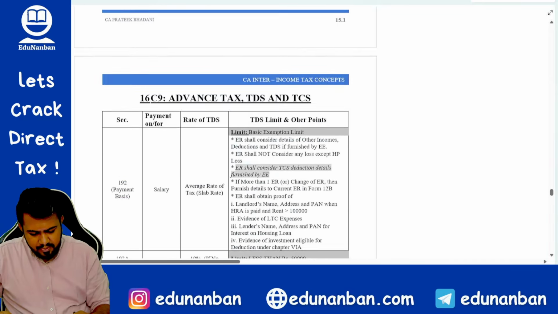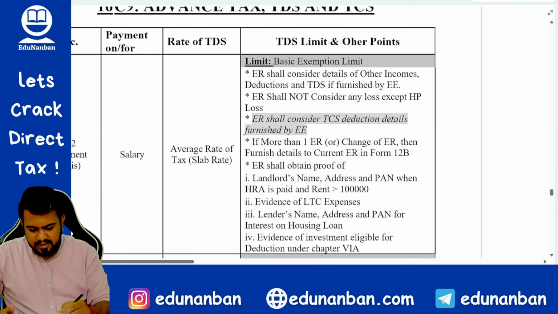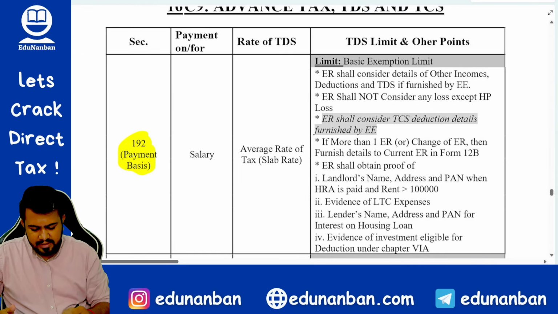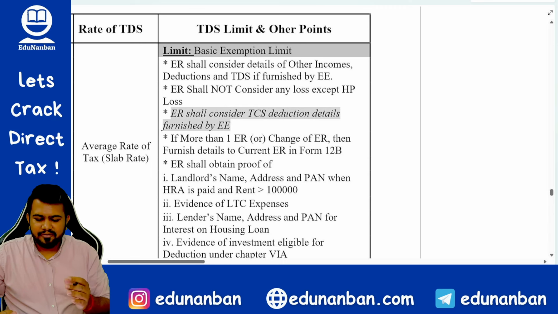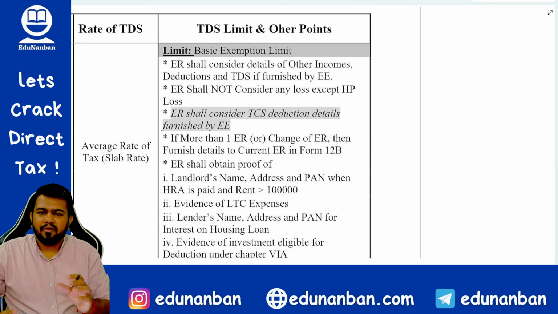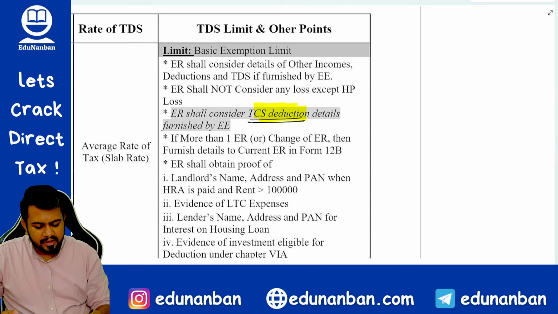Okay, now let's come to TDS chapter. Other than capital gain, TDS chapter only has the majority changes. So what are the changes? Firstly, let us come to section number 192, that is TDS on salary. One small update only. In TDS on salary, earlier the employer used to consider the other incomes of the assessee and other TDS deducted for the assessee. Now the employer should also consider the TCS deduction that has taken place for the assessee.